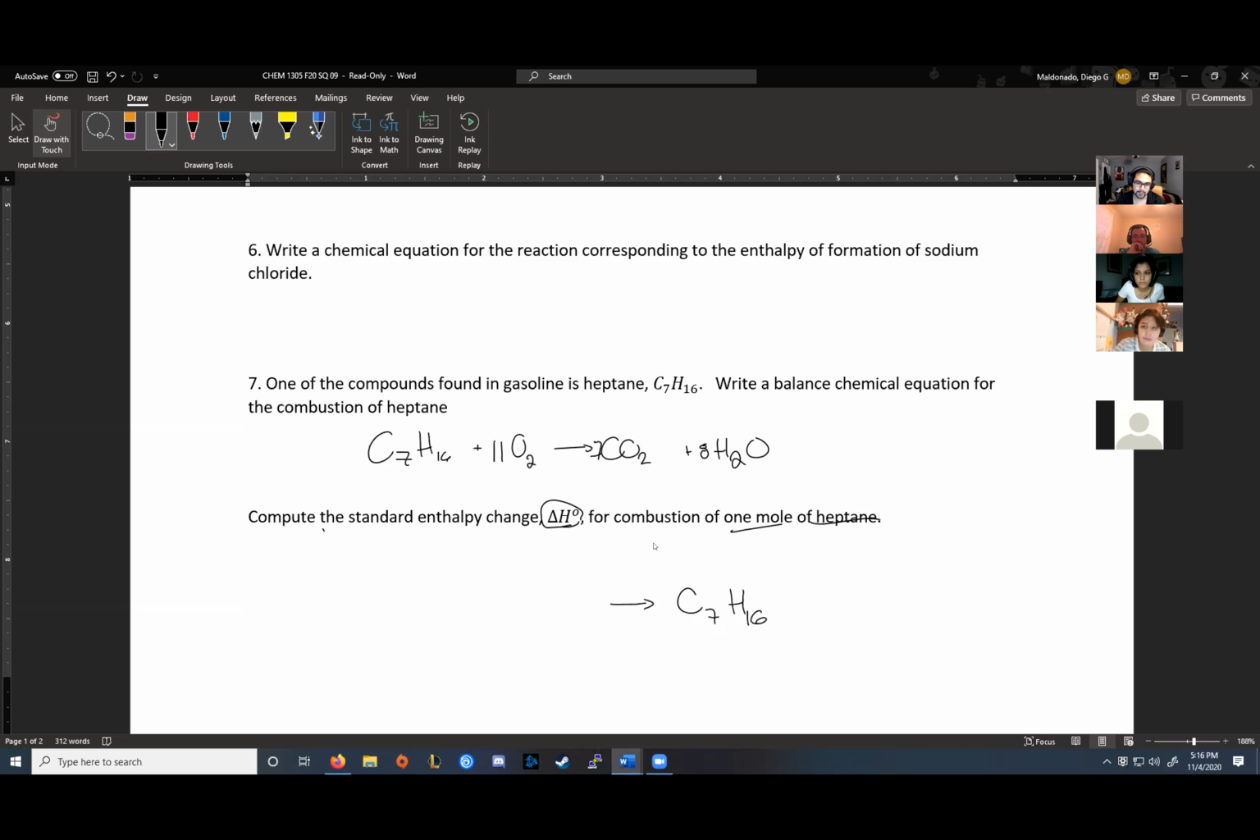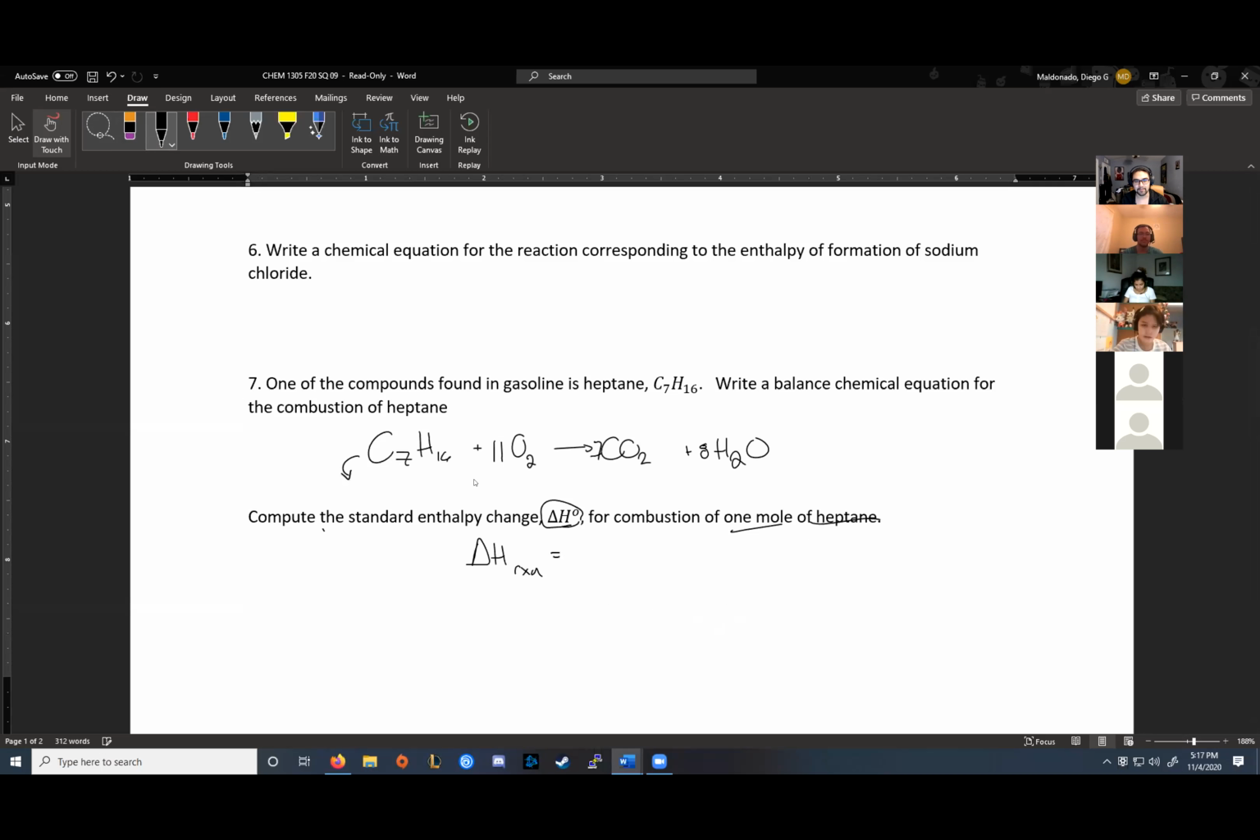And then here we're asked to compute the standard enthalpy for the combustion of 1 mole of heptane. Wait a minute. We're not making heptane, right? We're just doing the enthalpy of the reaction? Okay, we're burning it. Never mind. Forget everything I just said. All right. So here, basically, we're finding the enthalpy of the reaction.